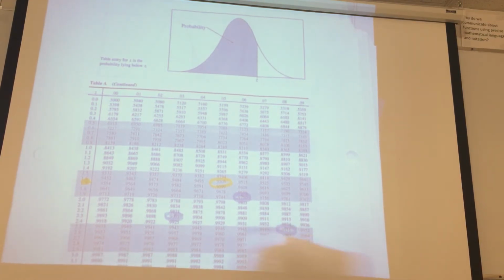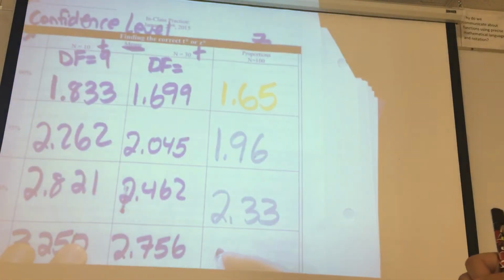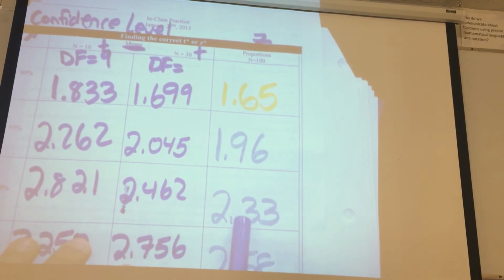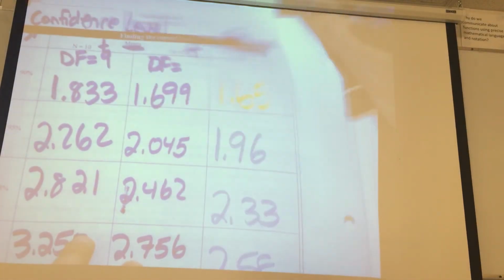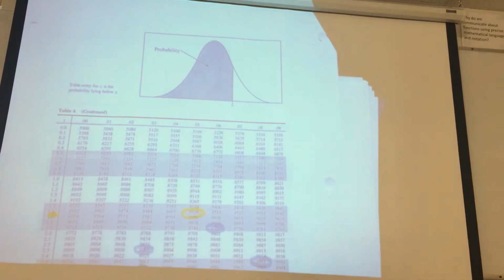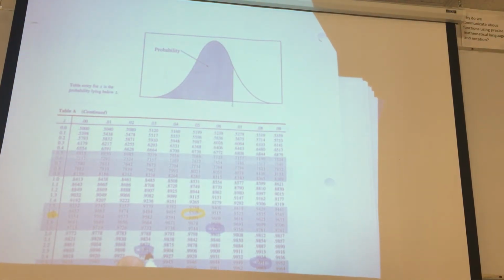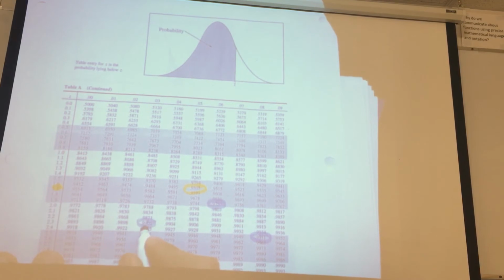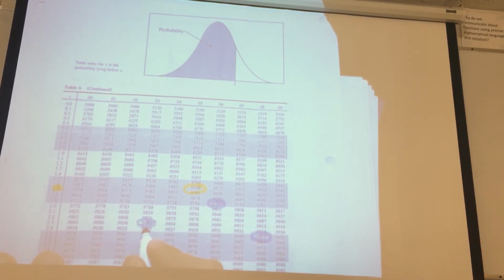2.58. Say that one more time, Eddie. Oh, on the last one, why is it 2.33 instead of what? Okay, because you want to go a little bit above, not below. So you want to go to this 0.9901. Do you see that? And that's a 2.33, Eddie. You good?